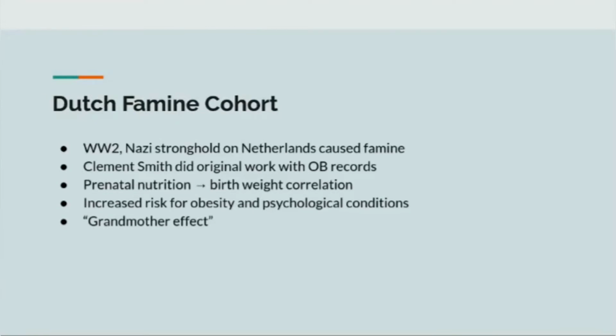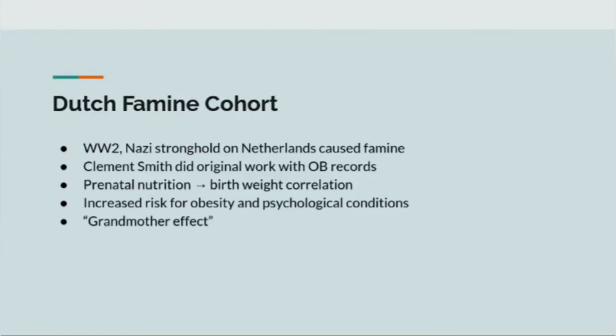Back to the heritability of epigenetics and how it plays a role in the stress axis. In World War II, the Nazis took hold of the northern part of the Netherlands. This cut off their food supply and sent them into a famine. Clement Smith acquired OB records from the time and was the first to discover that prenatal nutrients are directly correlated to birth weight. This seems like common sense now, but it was revolutionary information at the time.